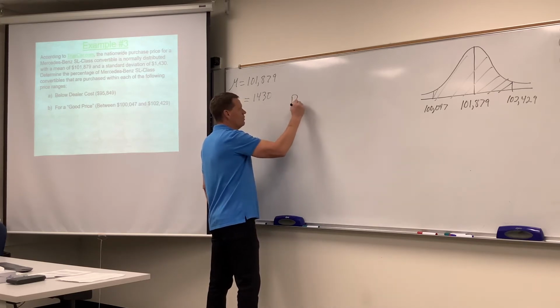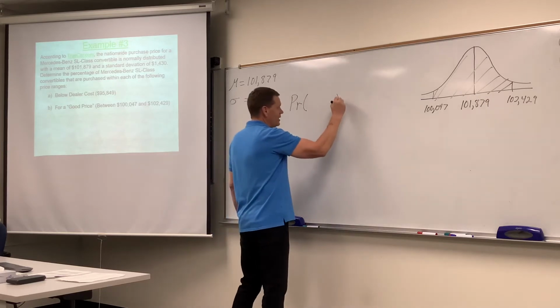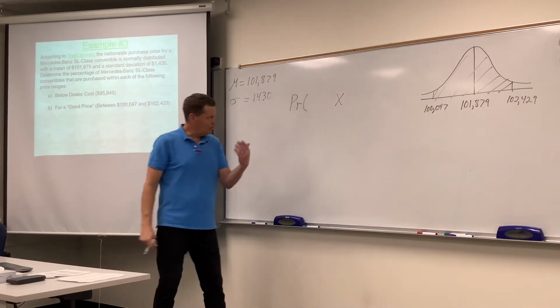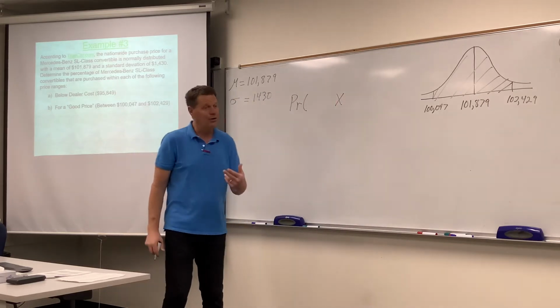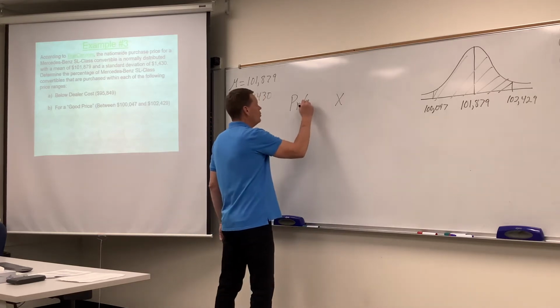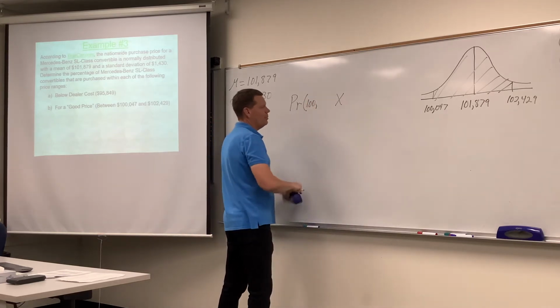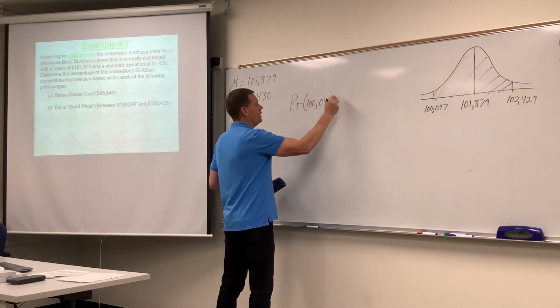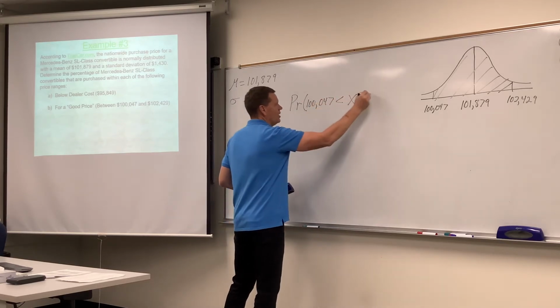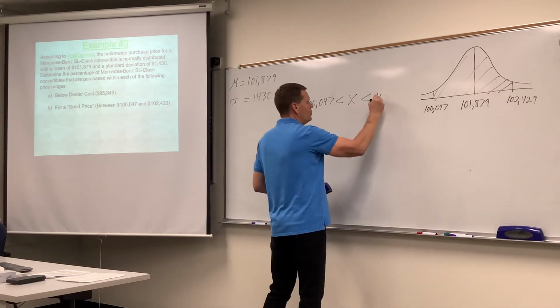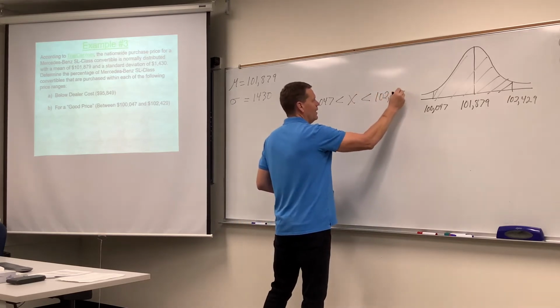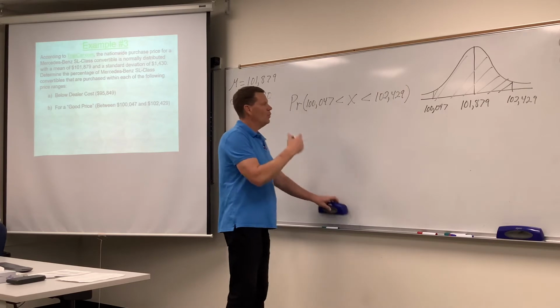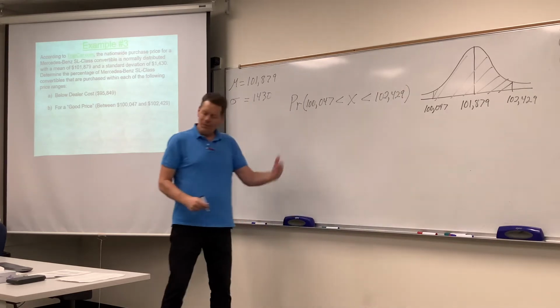So the percentage of cars, now the variable again is X, right? Because this is a generic variable, it's not standard. And the way you would write this up as a probability statement would be 100,047 less than X, which in turn is less than 102,429. That's how you mathematically write between. All right, so there you go with that.